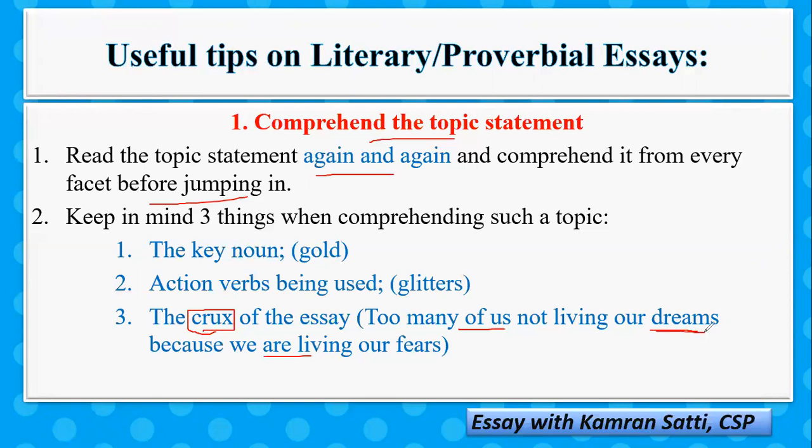What they understood was that the crux of the essay was about dreams. But if we read the statement clearly, for example three to four times, we will realize that the main crux of the essay is about fears. That is, why fears are inhibiting us from achieving our dreams, why people don't pursue their dreams. The why thing is fear. So the essay is about fears, that fears keep people from pursuing their dreams.